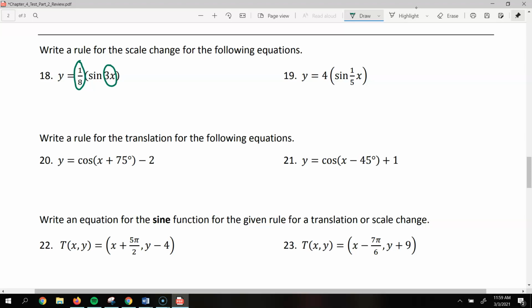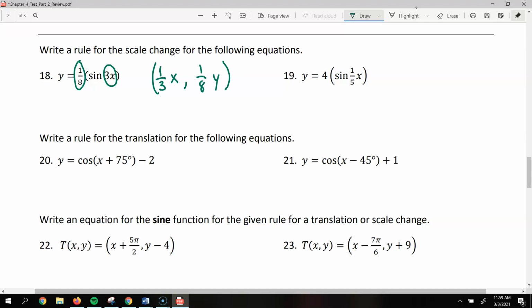Horizontally, we see that we have 3 times x. So we would take the reciprocal of 3, which is 1/3. So this would be 1/3 the size horizontally. If we were to do a scale change for this, we would say that it's going to be compressed to be 1/3 the size horizontally, and it's going to be 1/8 the size vertically. So that would be your rule for your scale change.